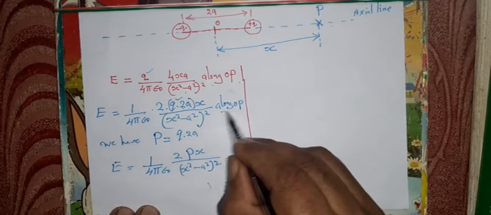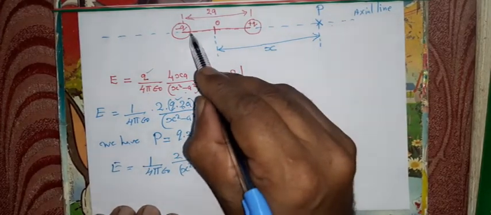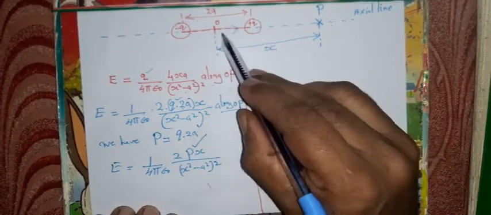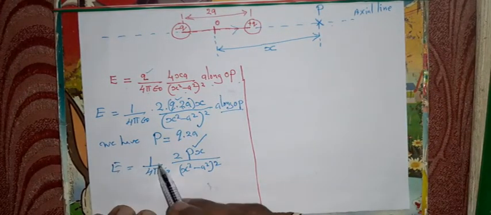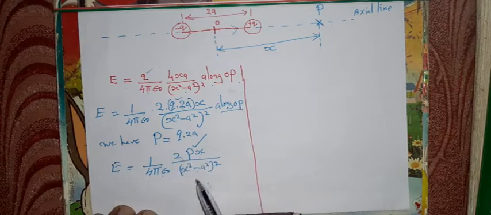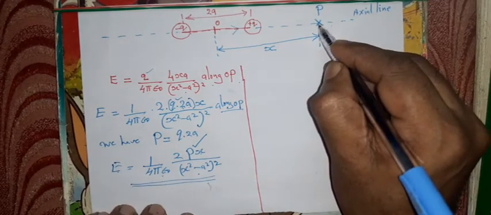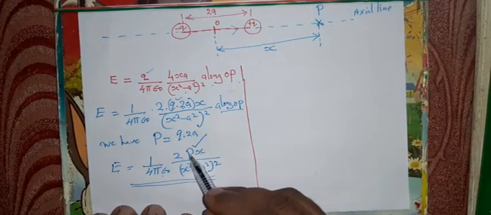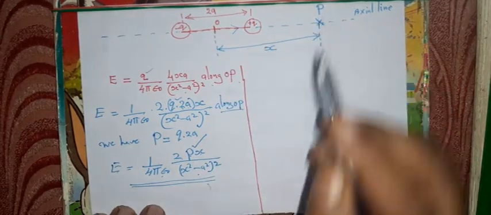Here you need not write the direction along OP, because what is the direction of P? We know it is directed from minus Q to plus Q, or it is directed from O to P. Since P is a vector, you are getting the expression E is equal to 1 by 4 pi epsilon 0 into 2PX divided by (X square minus A square) the whole square. This is the formula we have derived. Using the formula, you can find out the intensity of the electric field at any point on the axial line. P is the dipole moment of the dipole. X is the distance between the point and the center.